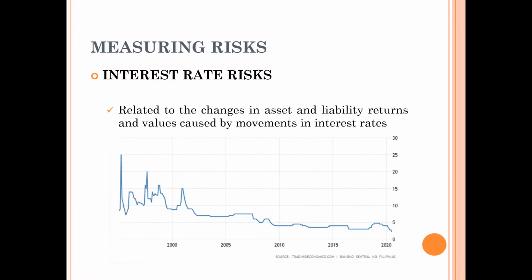Next, we have the interest rate risk. It is related to the changes in asset and liability returns and values caused by movements in interest rates. As shown in the graph, we have here the interest rate from 2002 to 2020. You could see the fluctuation of the interest. Borrowing rates change daily. Thus, loans with variable interest rate have a huge impact on the returns and the interest rate risk of the bank.